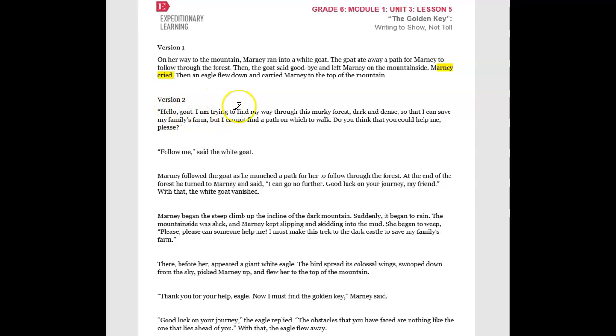Hello, goat. I am trying to find my way through this murky forest, dark and dense, so that I can save my family's farm. But I cannot find a path on which to walk. Do you think you could help me, please? Follow me, said the white goat.